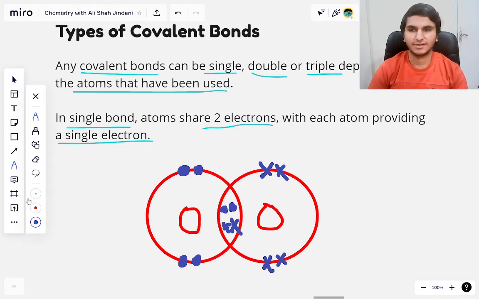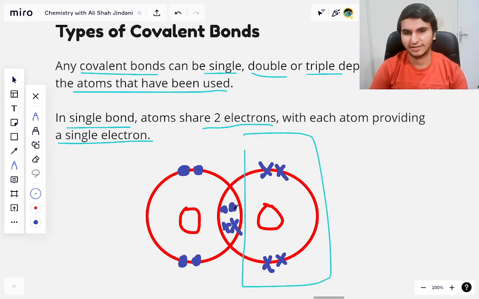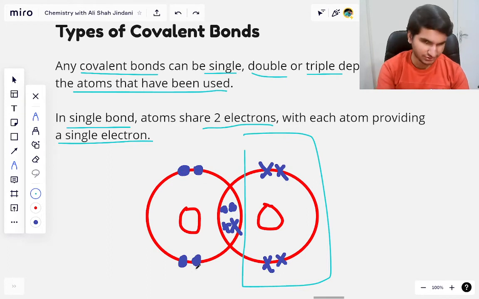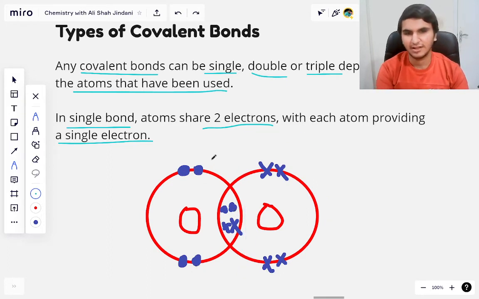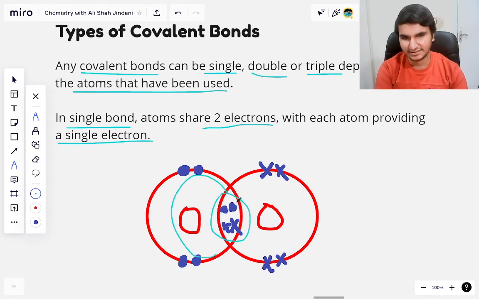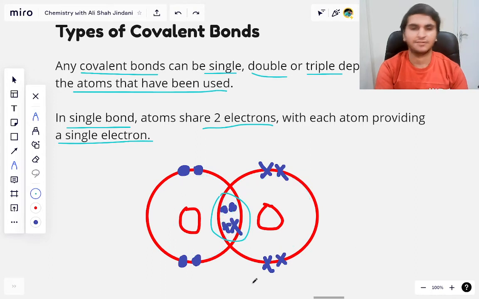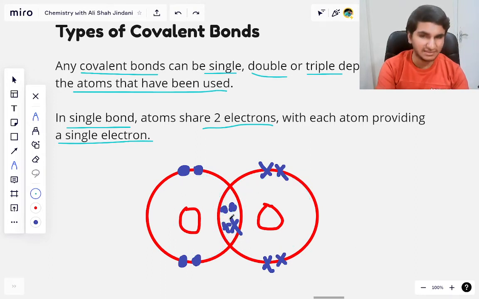So now what is happening over here? You can see that if you ignore this part, we have 1 2 3 4 5 6 7 8 electrons, right? And if, same thing, we ignore this part, we have 8 electrons, which means these 4 electrons are actually orbiting this as well as this, right? So that is how the double bond works.